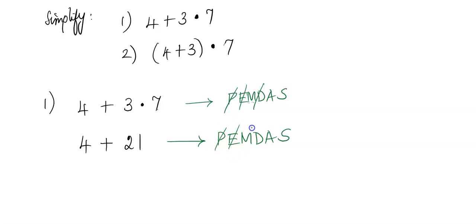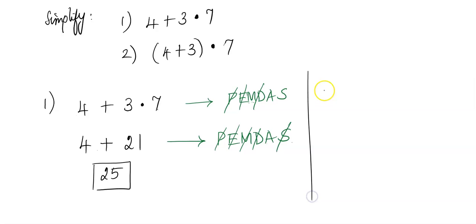There's no P, there's no E, no multiplication or division. Addition, subtraction, again remember they have equal priority, so from left to right, which symbol do you see first? There is only addition, there was no subtraction, so we only will do that. 4 plus 21 is 25. So for the first problem, the answer comes out as 25.